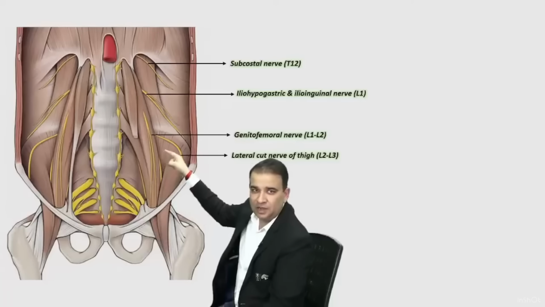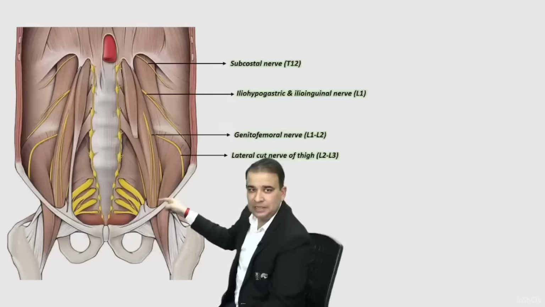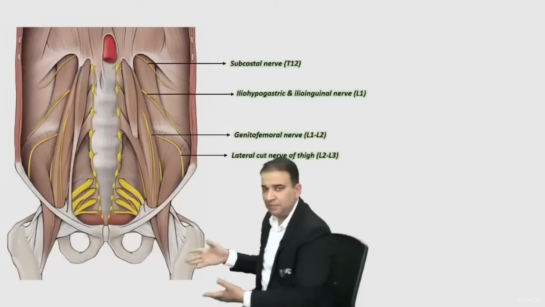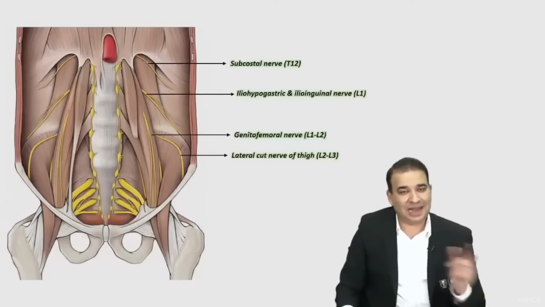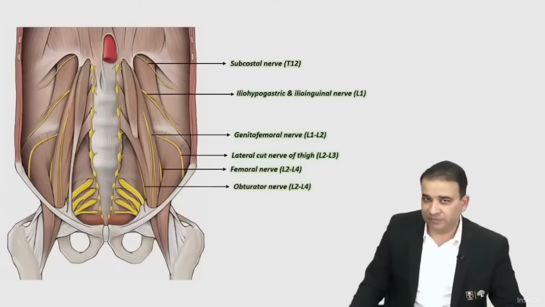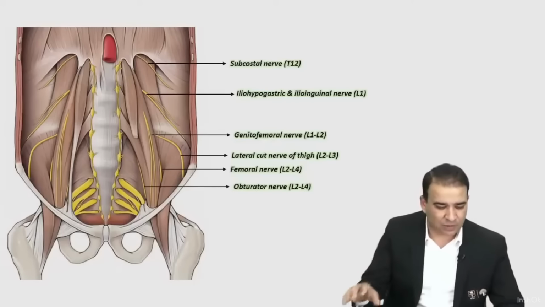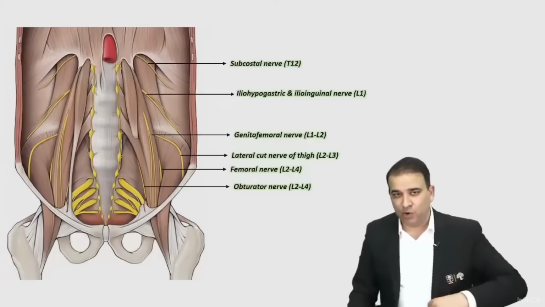And the nerve which is running between the iliacus and psoas major muscle is the main nerve passing deep to the inguinal ligament, and it's the main nerve supplying the anterior compartment of the thigh, that is the femoral nerve. So lateral to psoas major is the femoral nerve, and medial to psoas major, that is the obturator nerve. So these are the branches of the lumbar plexus, and that's how you're going to identify them, guys.